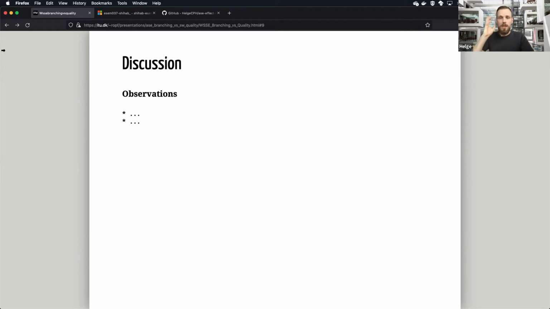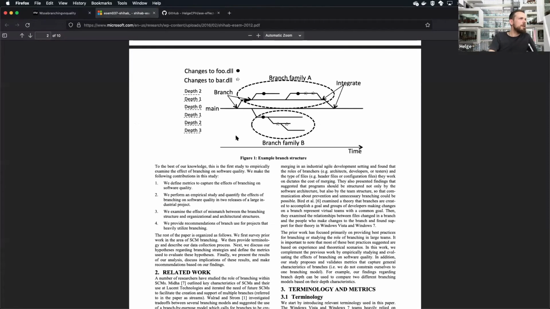But that is actually, I think, a really central observation: I don't really know how I get the information about when a branch is a branch out of the version control system. Another thing that is only implicitly given is that they talk about this concept of branch families. And this is something that seems to be also inherent to their version control system.